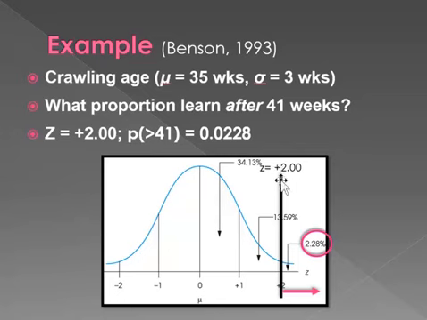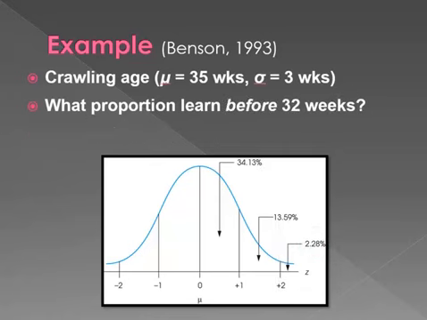So remember, we would plot where our z-score fits into a normal distribution. And because we've already got our little example here, with all the percentages laid out, it's quite easy for us to convert these into proportions. We can see that the percentage of babies that should be above 2.00 is 2.28%. If we convert that to a proportion, then the proportion of babies that learn to crawl after 41 weeks would be 0.0228. Let's try another one.